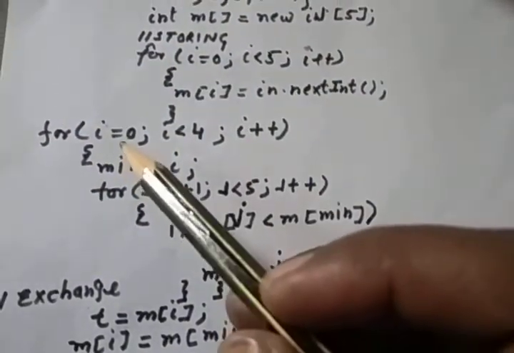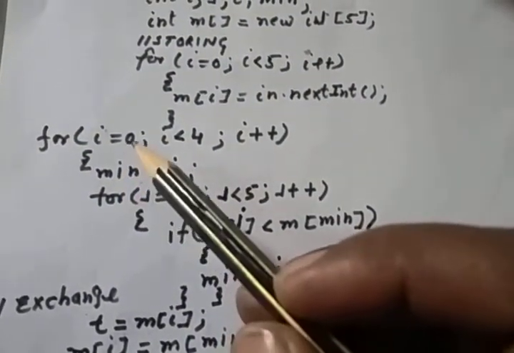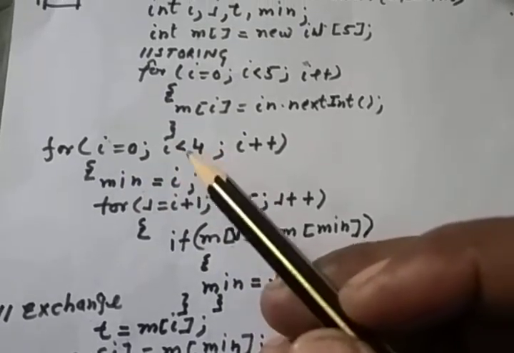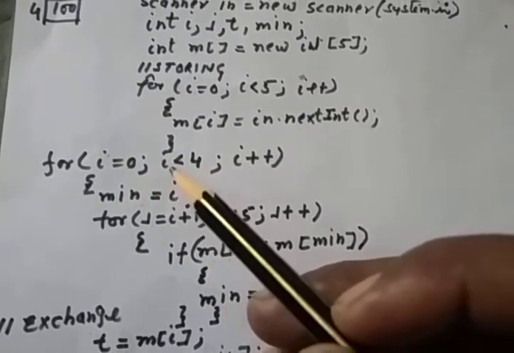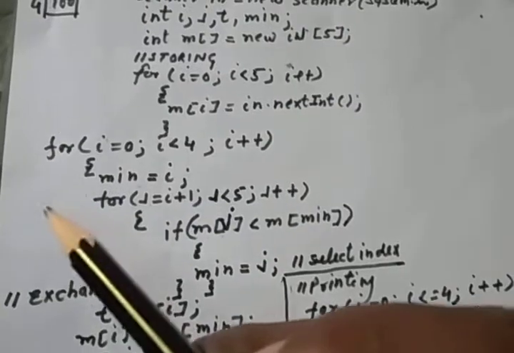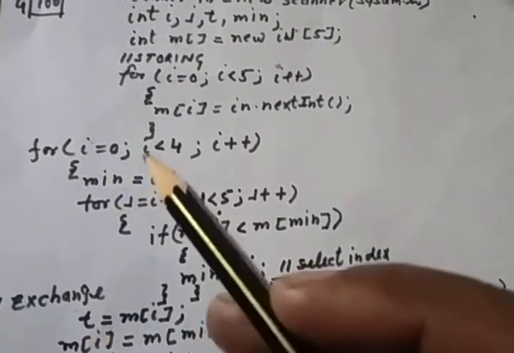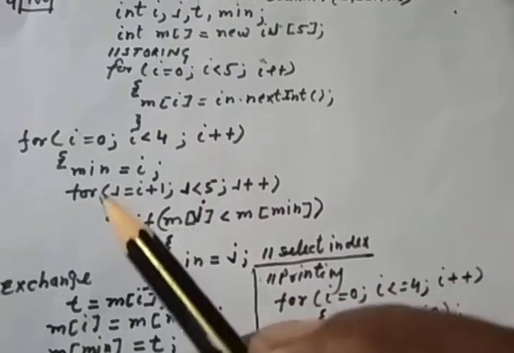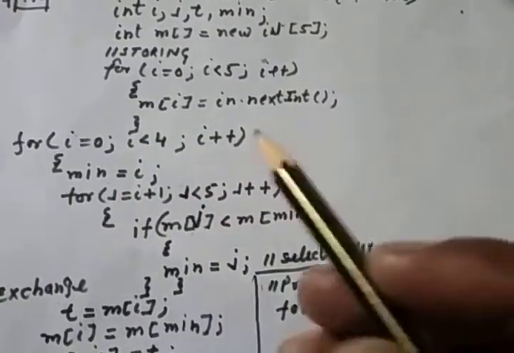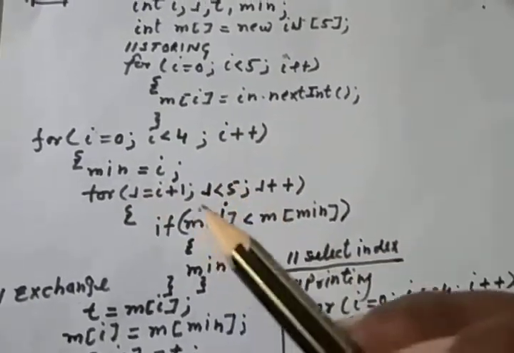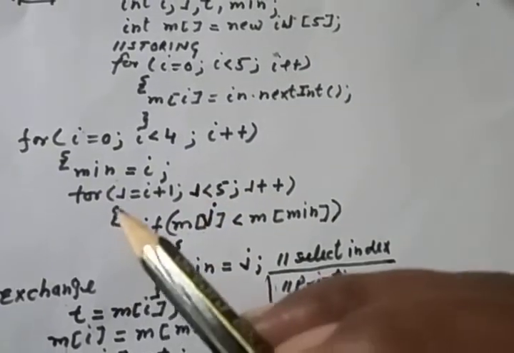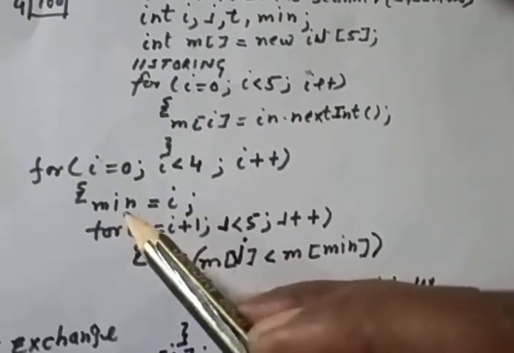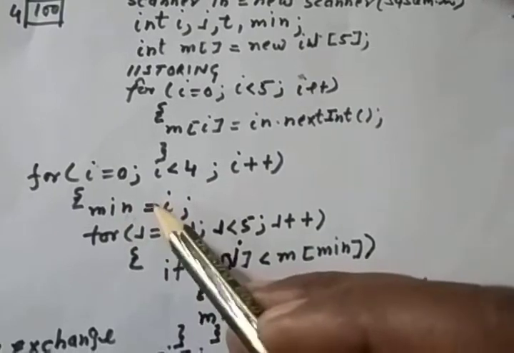What we are doing is taking one variable, i equal to 0, i less than 4. i less than 4 means 0 to 3, because as I told you in the previous video on bubble sorting, if there are 5 values, 4 comparisons will be there, because the comparison cannot be done with itself. Then we take one variable, min equal to i.